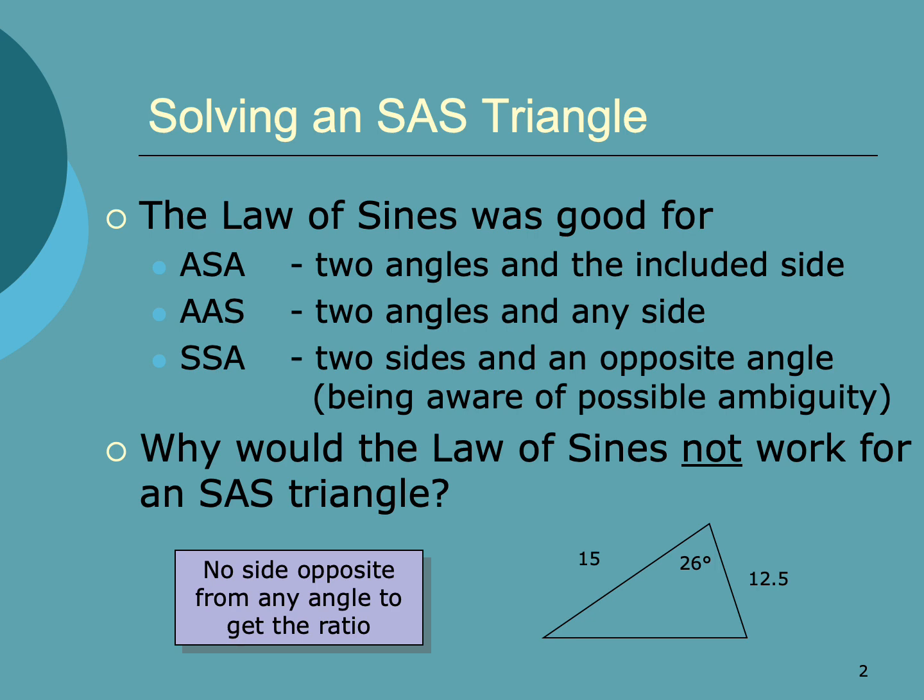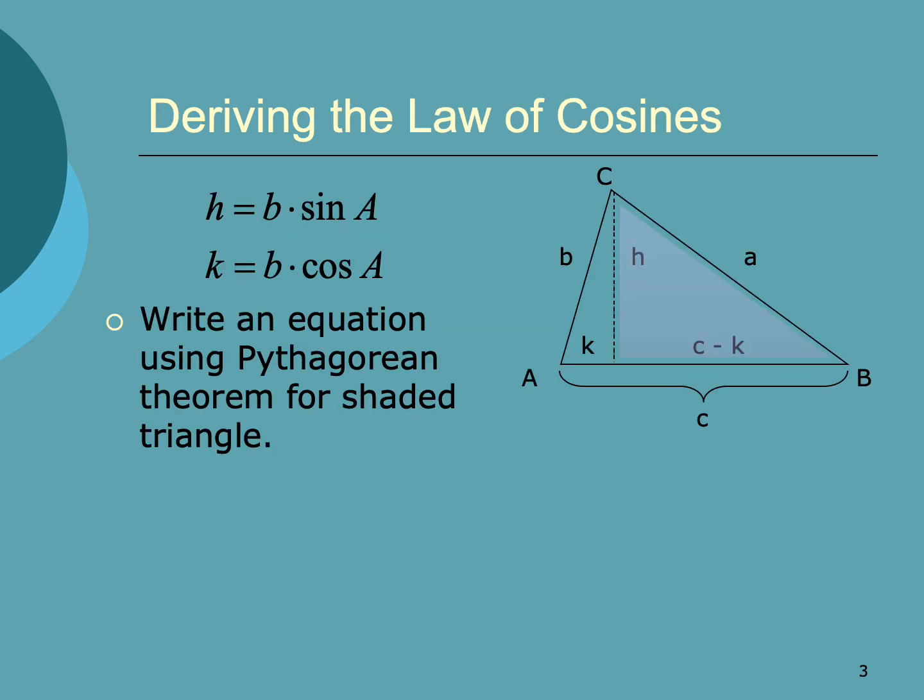Okay, we have two unknown angles and the one unknown side, so we don't have the ability to make those ratios to use the law of sines. If we can't use the law of sines, we use the law of cosines. This is how the law of cosines came about.